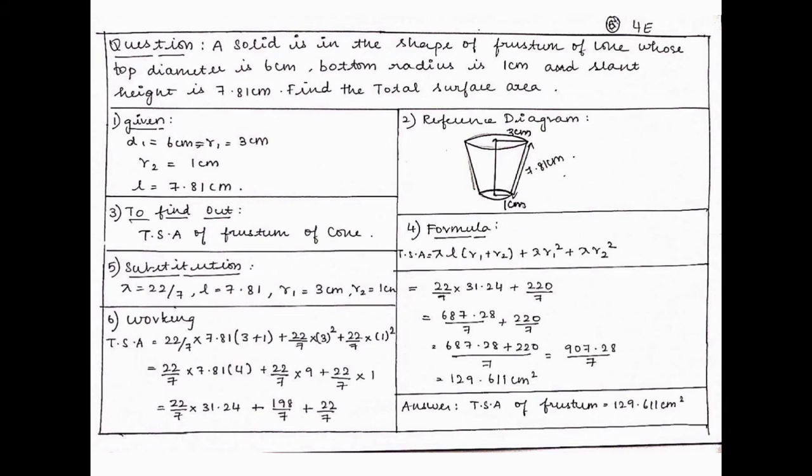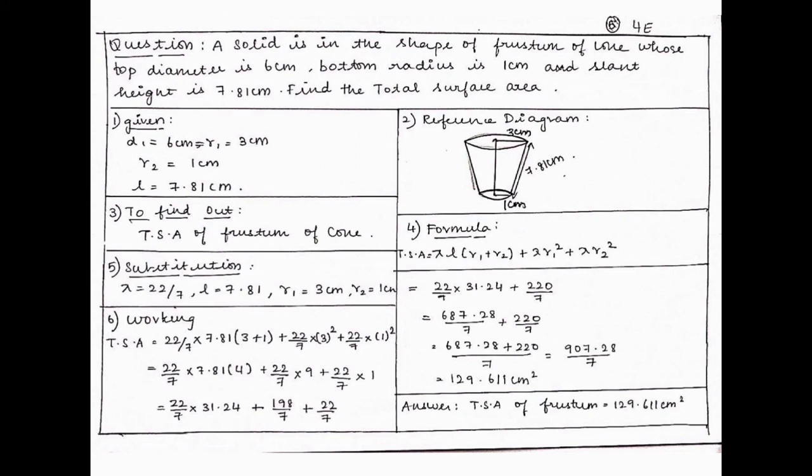So next 22/7 into 7.81 into 4 is 31.24. So 22/7 into 31.24 plus 22 into 9 is 198 and 22 into 1 is 22. So 198/7 plus 22/7. When we add 198 plus 22 we will get 220/7. So 22 into 31.24 is 687.28 divided by 7 plus 220 divided by 7. When we add 687.28 and 220 we will get 907.28 whole divided by 7.